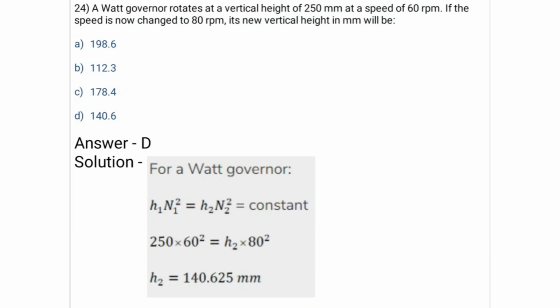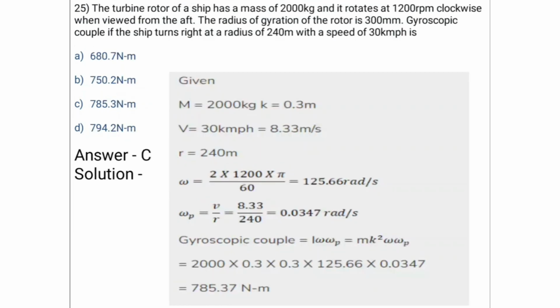So next question, question number 25, and it is from gyroscope and ship problem. The turbine rotor of a ship, mass is given as 2000 kg, and it rotates at 12,000 rpm clockwise when viewed from aft. The radius of gyration of rotor is 300 mm. Find the gyroscopic couple if the ship turns right at a radius of 240 meter with the speed of 30 km per hour.